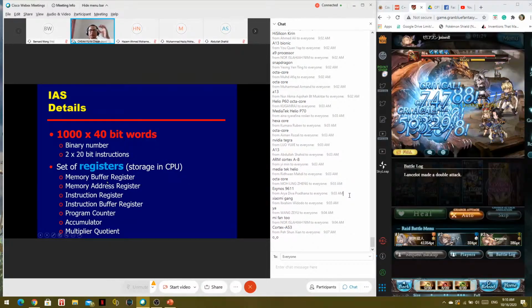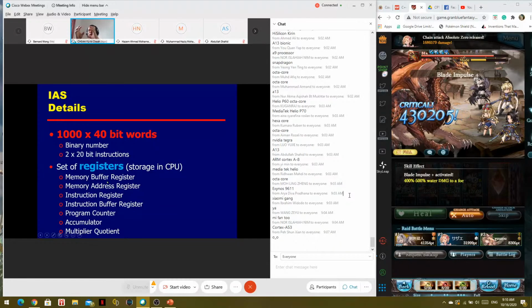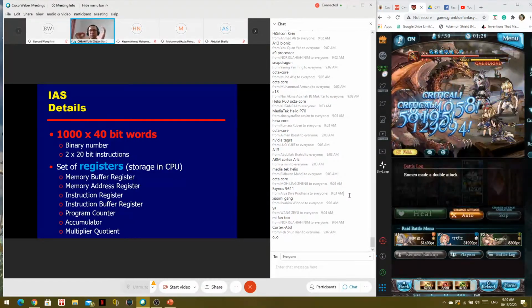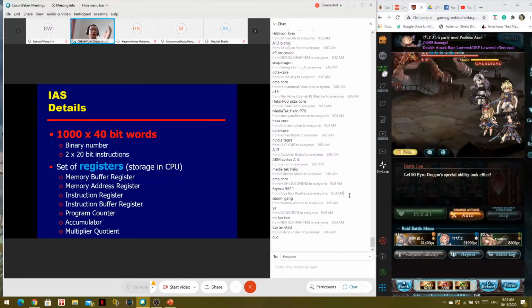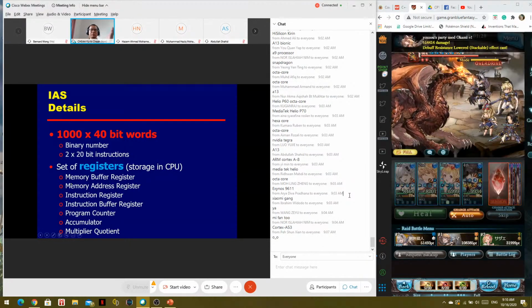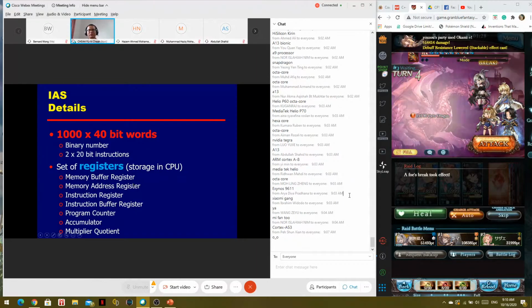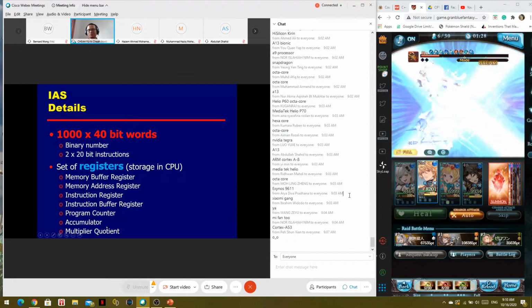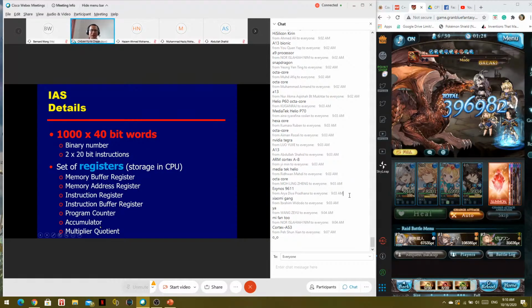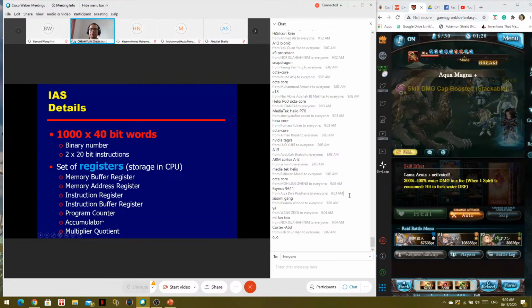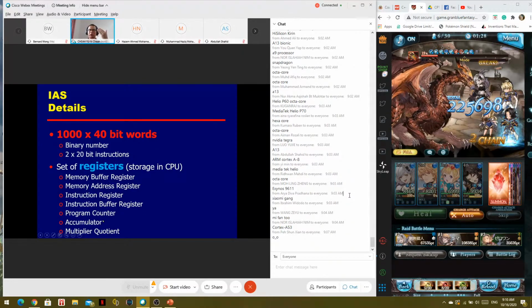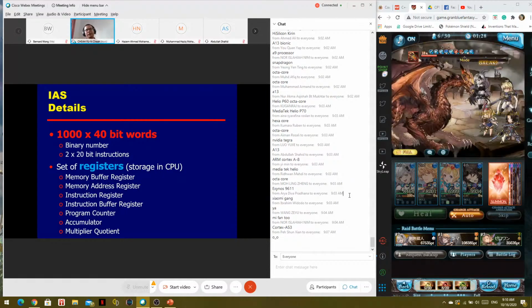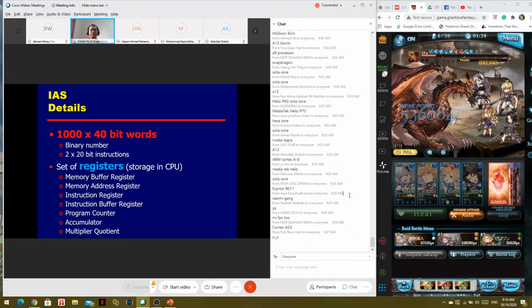I was mentioning to you, for the CPU to function, it has a set of very fast memory that it uses, and these are called registers. The IAS machine has the memory buffer register, memory address register, and so on, a list of registers for it to function. Nearly at the bottom of the list you will see the word accumulator. So accumulator is a very fast storage that is used by the processor.